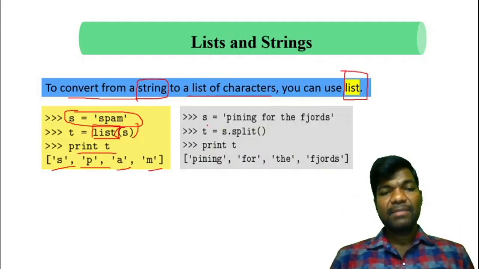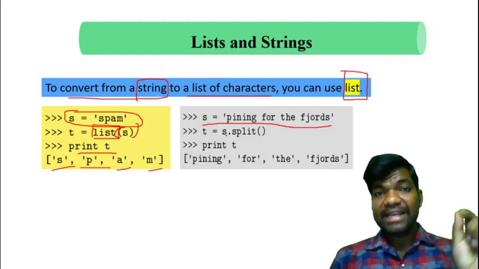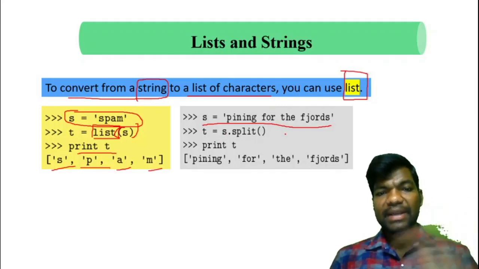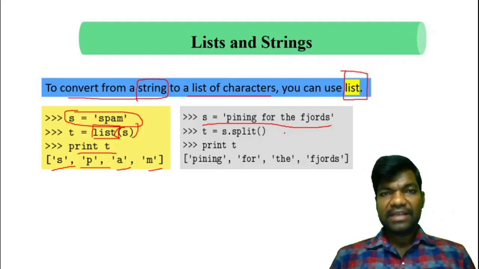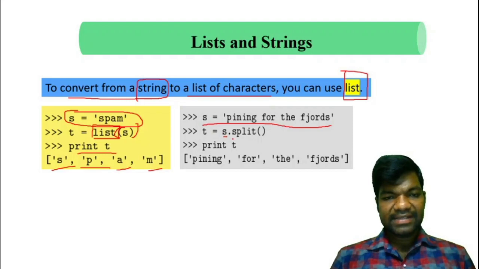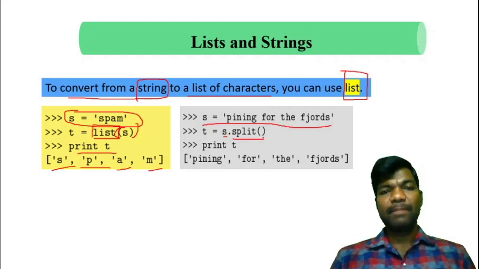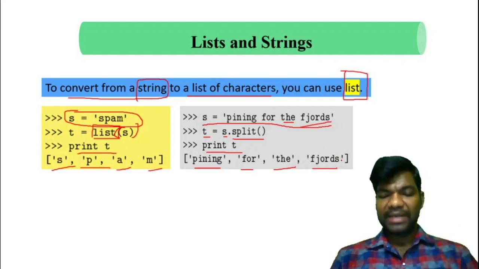Another one, see here, the string is pining for the fjords. Now I am splitting the string and converting it into a list. So s dot split is assigned to T. Print T. Pining is one element, for is one element, the is one element, fjords is another element. So that is splitting.